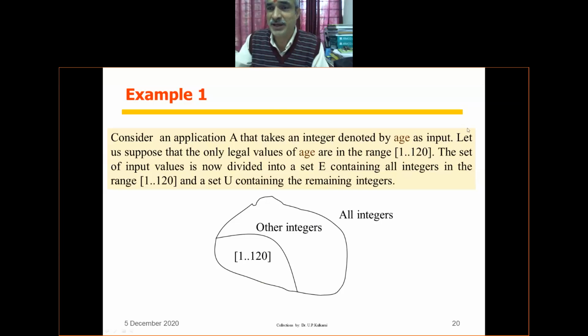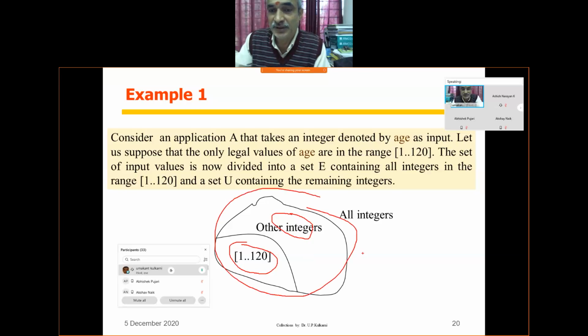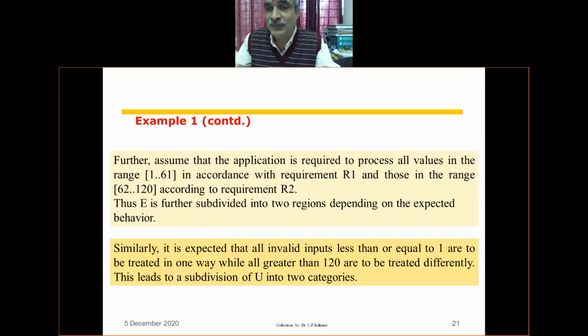Now look at that. This is another beautiful example. I'm giving a simple example, but a little more complex example I'll be giving in the examination. Consider an application A that takes an integer denoted by age as input. Let us suppose that the only legal values of age are in the range of 1 to 120. The set of input values is now divided into two things. 1 to 120 is one partition. All other integers fall in incorrect inputs. This is how the partition is to be done. Now let's get into some other examples.